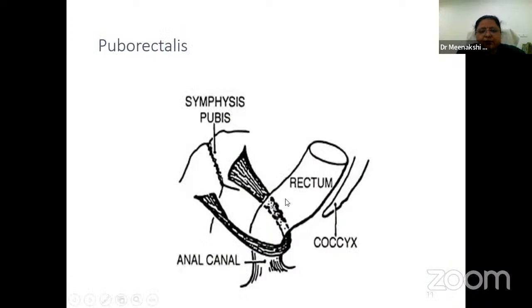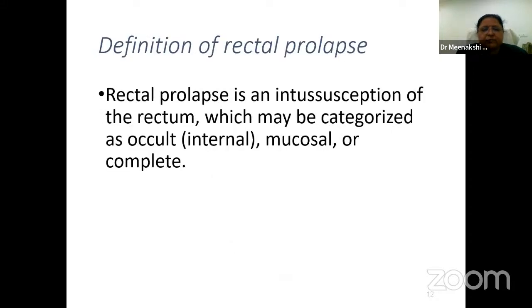So this is the puborectalis sling which holds the rectum in position. And what is the attachment of this puborectalis muscle? That is important to understand. Now, what is meant by rectal prolapse basically? It is nothing but an intussusception of the rectum, which may be categorized as occult, that is internal, it can be mucosal, or it can be complete rectal prolapse.